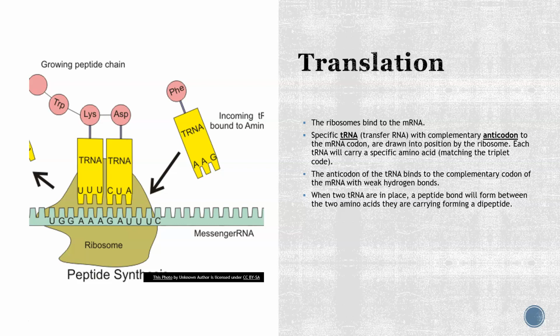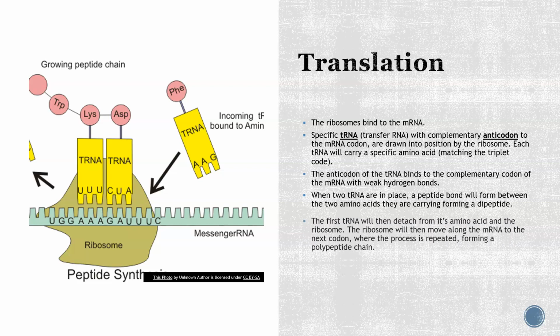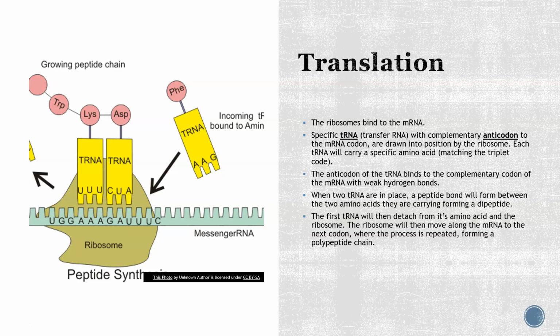When two tRNA are in place, a peptide bond will be formed between those 2 amino acids. So we've got these 2 in place. Our peptide bond is forming between them. When we've got 2 attached, we've got a dipeptide. Then when we get more attached, we're forming that polypeptide. The first tRNA will then detach from its amino acid. So this one's going to detach. The ribosome will then move along the mRNA to the next codon where the process is repeated. So this tRNA will stay there until this one's in place. They've got their peptide bond, and then this one will stay there and that one will buzz off.